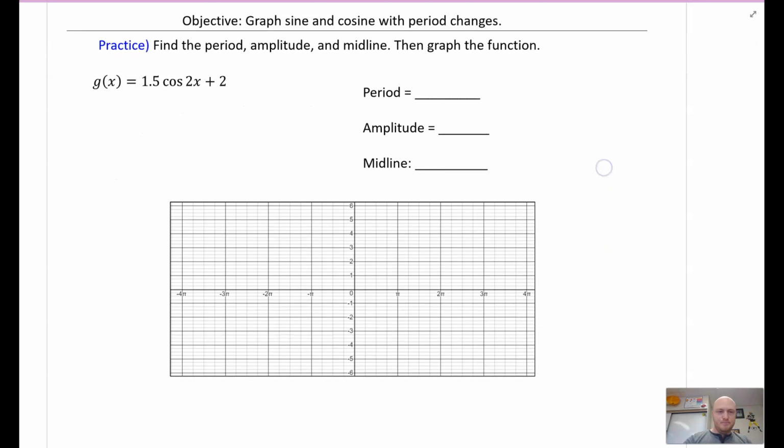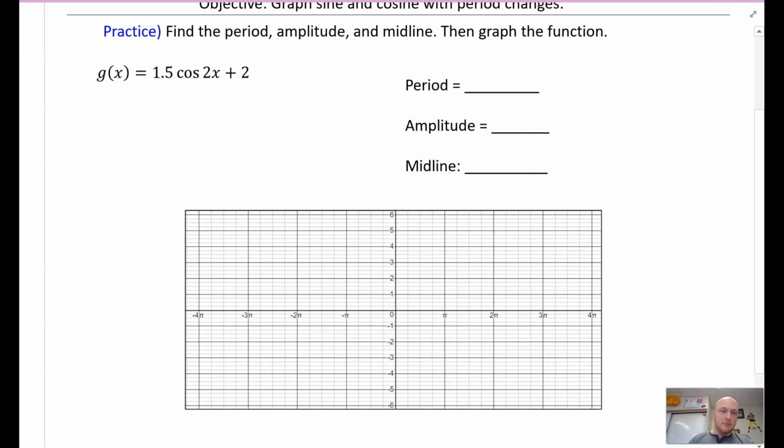Here is your first practice problem. Please pause the video and give it a go. All right, hopefully you paused the video. Really quickly before I show you the graph, I want to talk about the period. Period is 2 pi divided by your b, which in this case was 2. So this cosine graph will have a period of pi, just like our last example. The amplitude, 1.5, comes from the absolute value of your a. And your midline would be y equals 2.